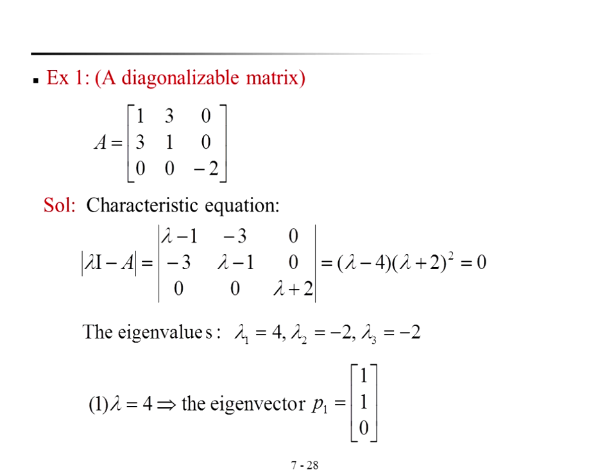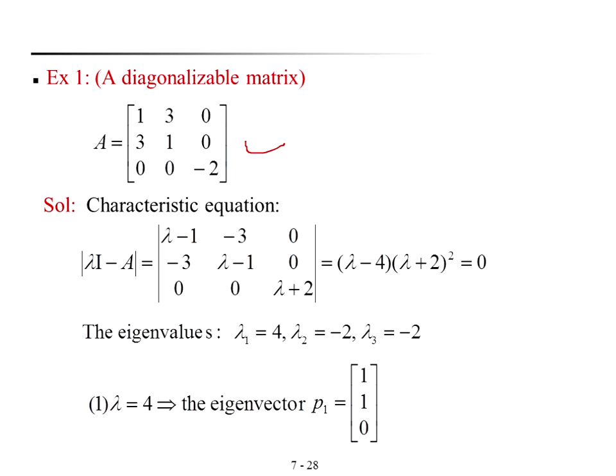A matrix is given: 1, 3, 0, 3, 1, 0, and 0, 0, -2. Find the diagonalization of this matrix. This is a very big type of problem, so what steps do we have to proceed with?